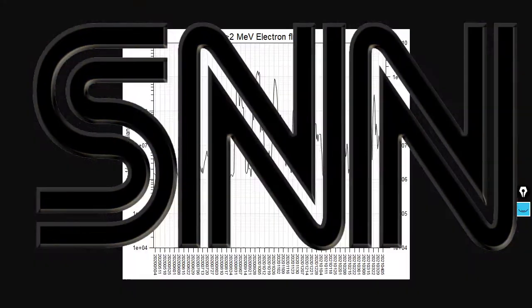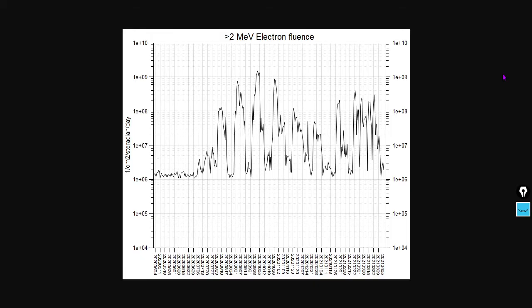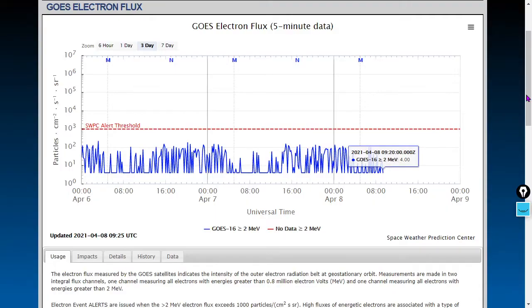Let's continue on, as there's more stuff to cover, like electron flux. And we're seeing pretty low levels here. Here's the one-year chart as reported by Solon.info. Here's a 3-day chart of the greater than or equal to 2 mega electron volt electron flux as measured by the GOES-16.